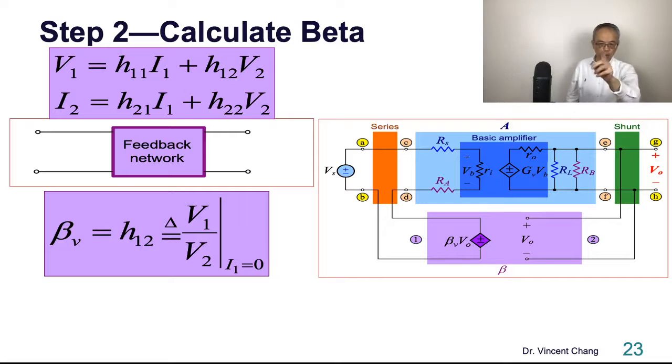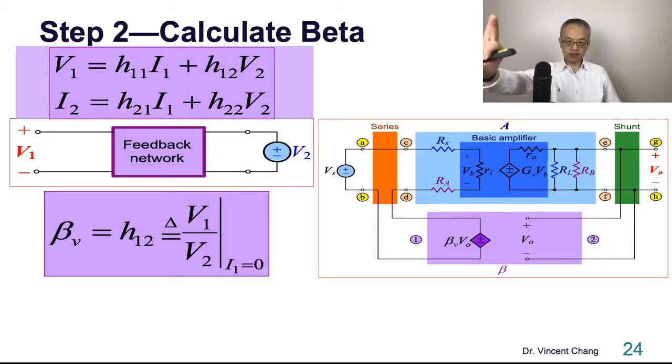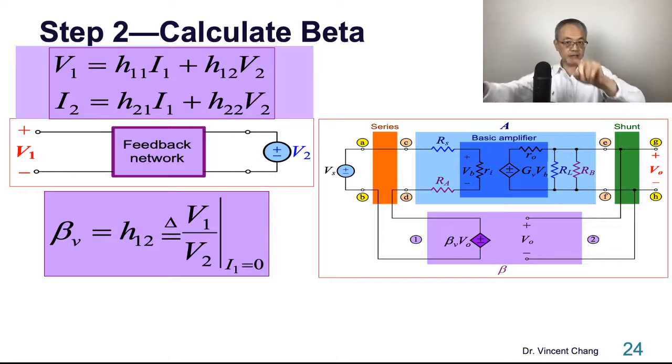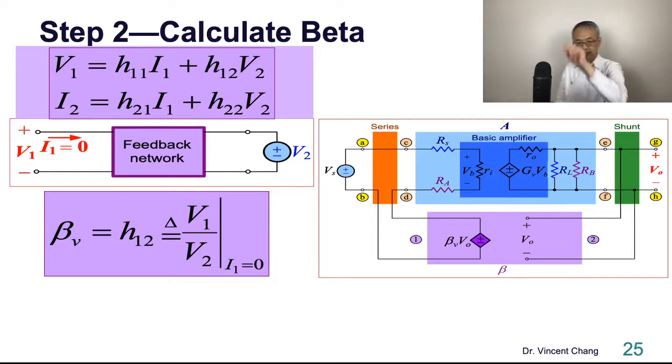Reverse: V1 over V2, set I1 equals 0. V1 on the left hand side, V2 on the right hand side. And set I1 to 0. So you have to open circuit the input and send in a voltage generator V2 from the right, and then try to measure the output voltage. If you send a testing voltage from the right and measure the voltage, the ratio tells you the beta. That's the beta.